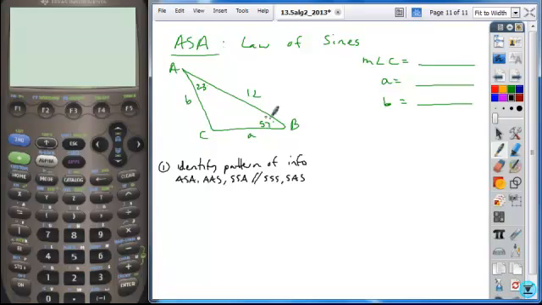So we have two angles. The side is not opposite either one of them, it's between them. So in this particular case, we see the pattern is ASA. Once we find that pattern of information, which of these unknowns do you think is going to be the easiest thing to find?